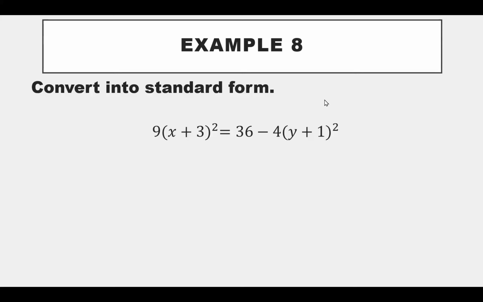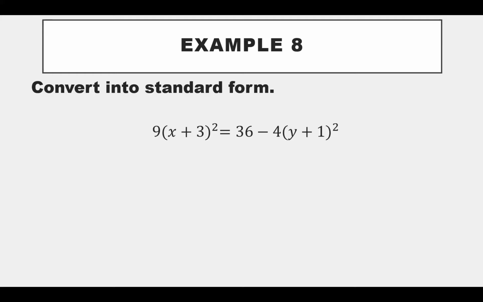Now here's another example that we had, which we had identified earlier in example 5 as an ellipse. We had 9 times the quantity x plus 3 squared equals 36 minus 4 times the quantity y plus 1 squared. So let's convert this into standard form.